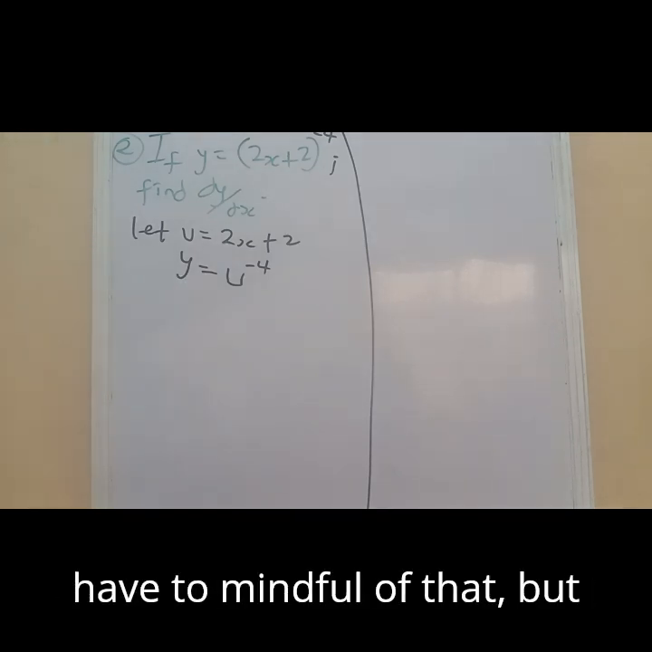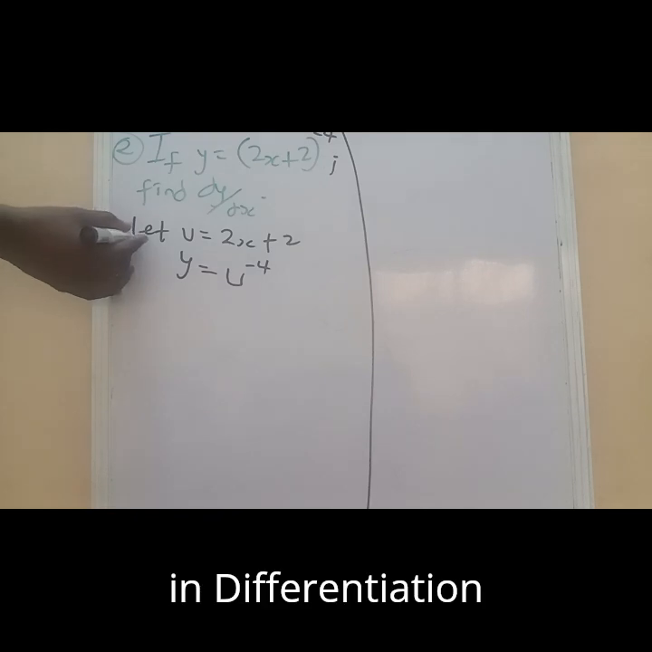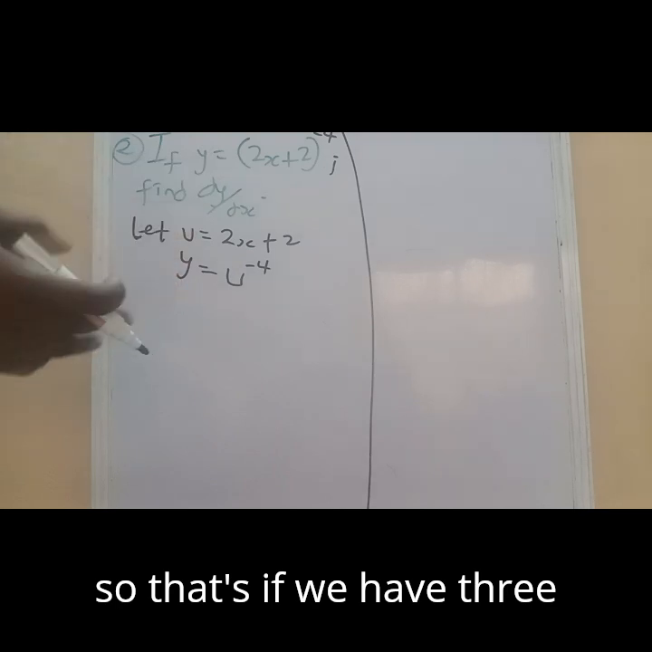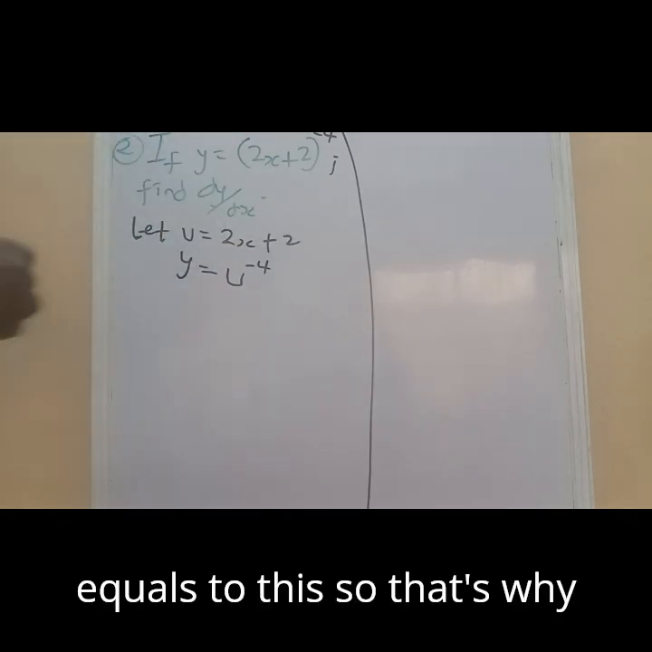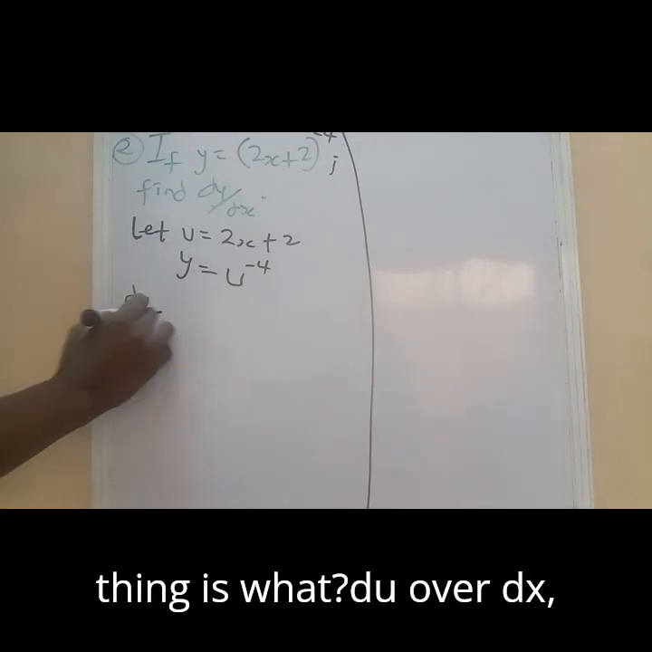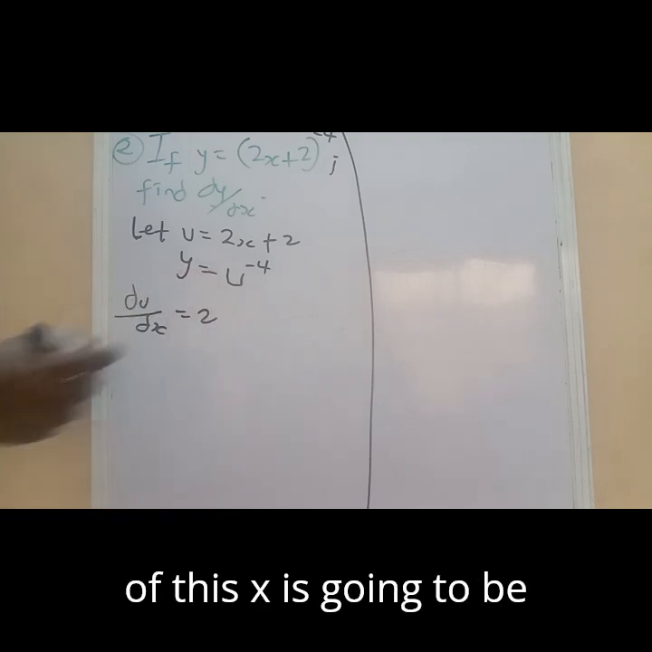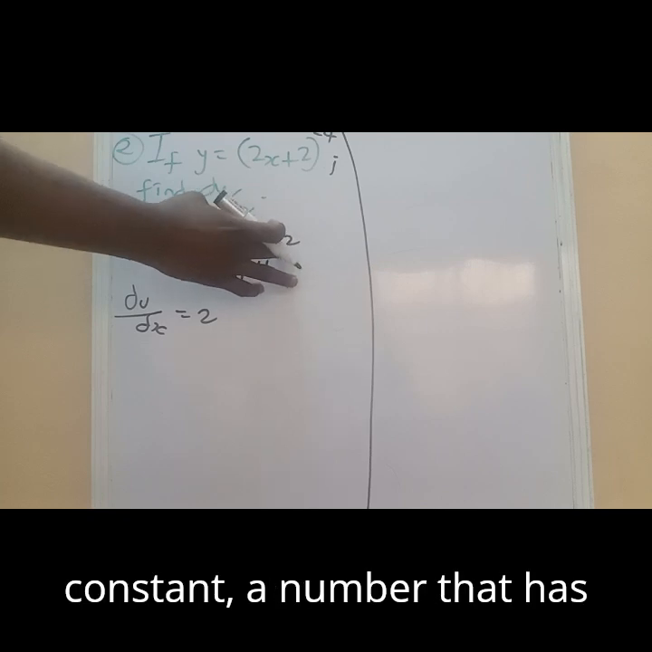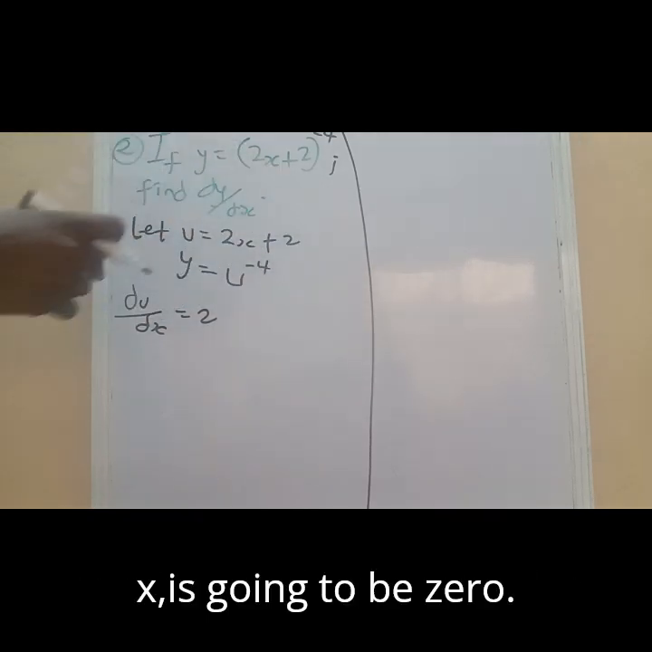But most times we make use of u and v in differentiation mathematics, and there are times that we make use of w too, if we have three variables. So let u equal this, so that y will become this. So the next thing is du over dx, which is the derivative of u with respect to x, and it is going to be 2. Take note that when you are differentiating a constant, a number that has no x or that has an invisible x, it is going to be 0.